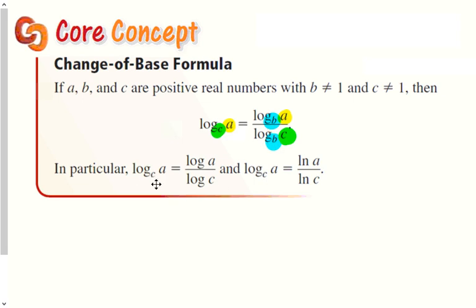So looking at this again, this is in particular log base c of a. So the a from here goes up top. The c from here goes on the bottom. You can write a random base of say 7 or 9 or anything like that, or you can leave it blank, which means it's understood 10.